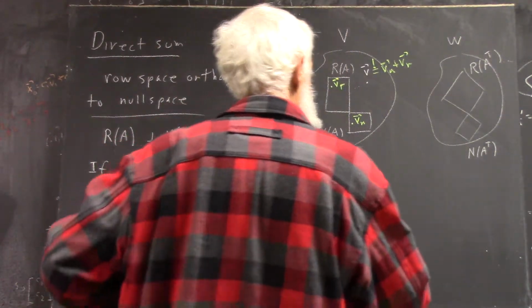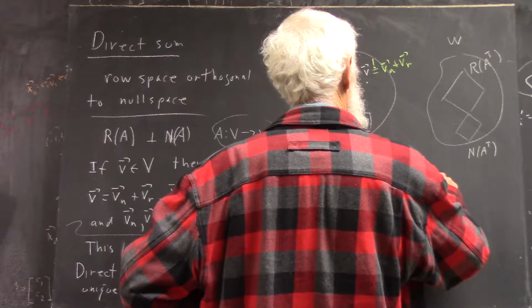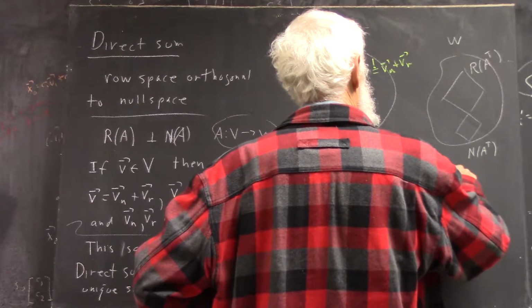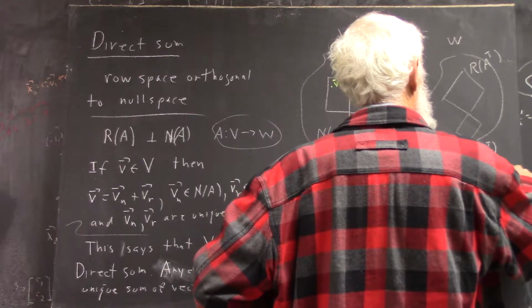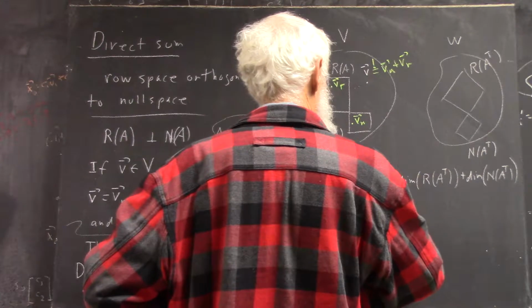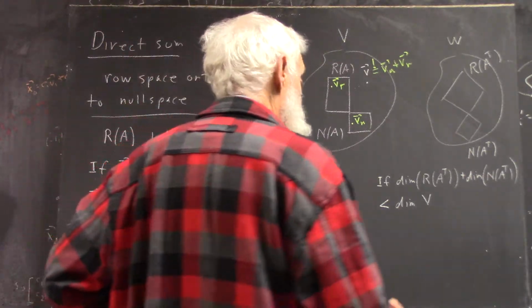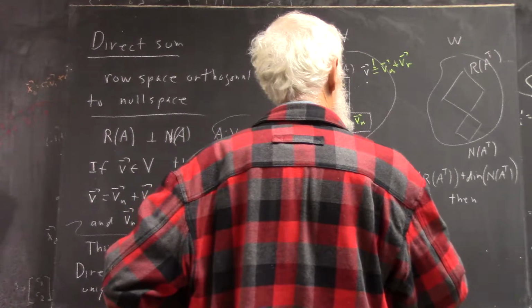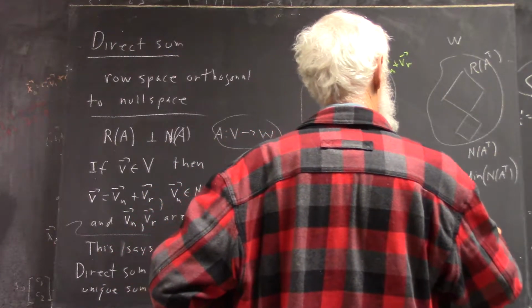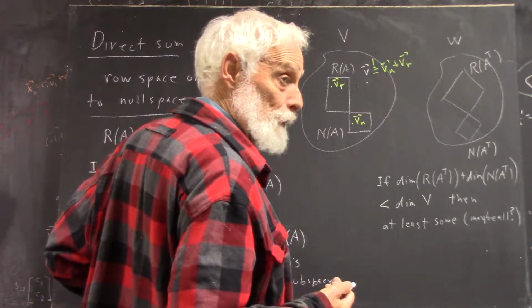Okay, now if the dimension of the row space of A transpose plus the dimension of the null space of A transpose is less than the dimension of V, at least some, but maybe all, and I'm going to leave that as a question you can think about.